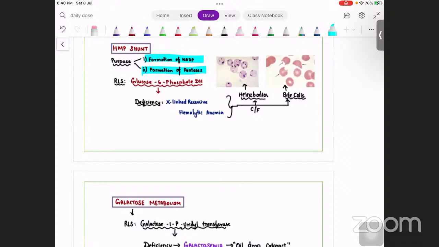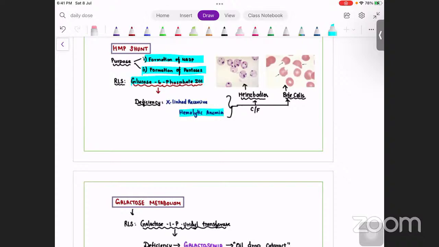And what is the rate limiting enzyme? Another important MCQ. Rate limiting enzyme of your HMP shunt is glucose 6-phosphate dehydrogenase. Glucose 6-phosphate dehydrogenase deficiency causes X-linked recessive hemolytic anemia. X-linked recessive hemolytic anemia. We have seen one more X-linked recessive disease back in mucopolysaccharidosis.